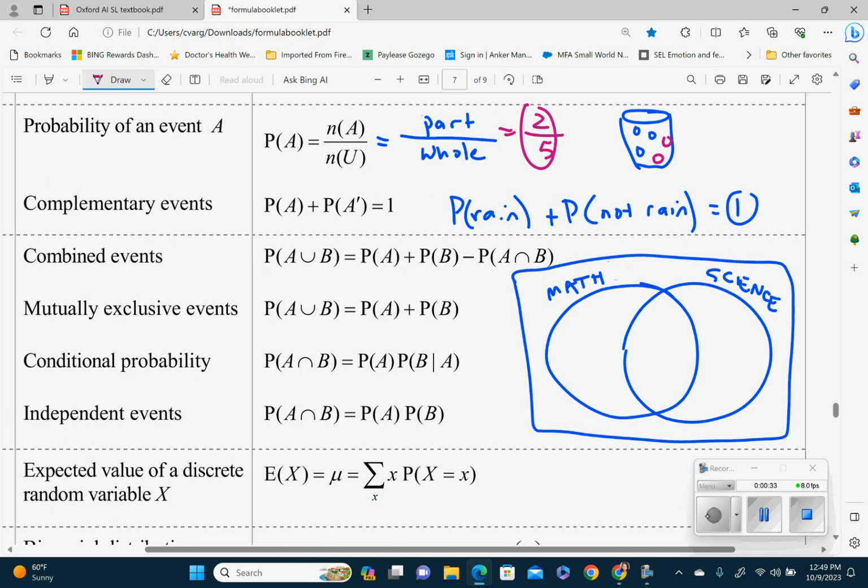Complementary events are like if you have the probability of rain plus the probability of it not raining, that's going to be 100%, right? Either it's raining or it's not raining. There's no in between. We don't count drizzle, okay?